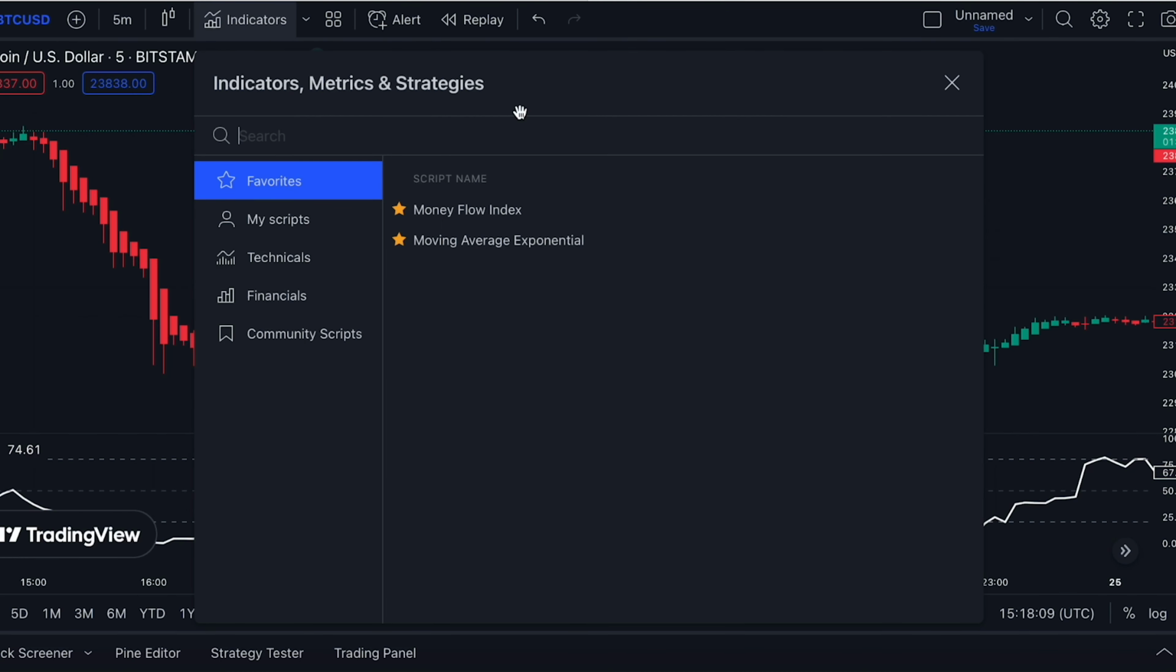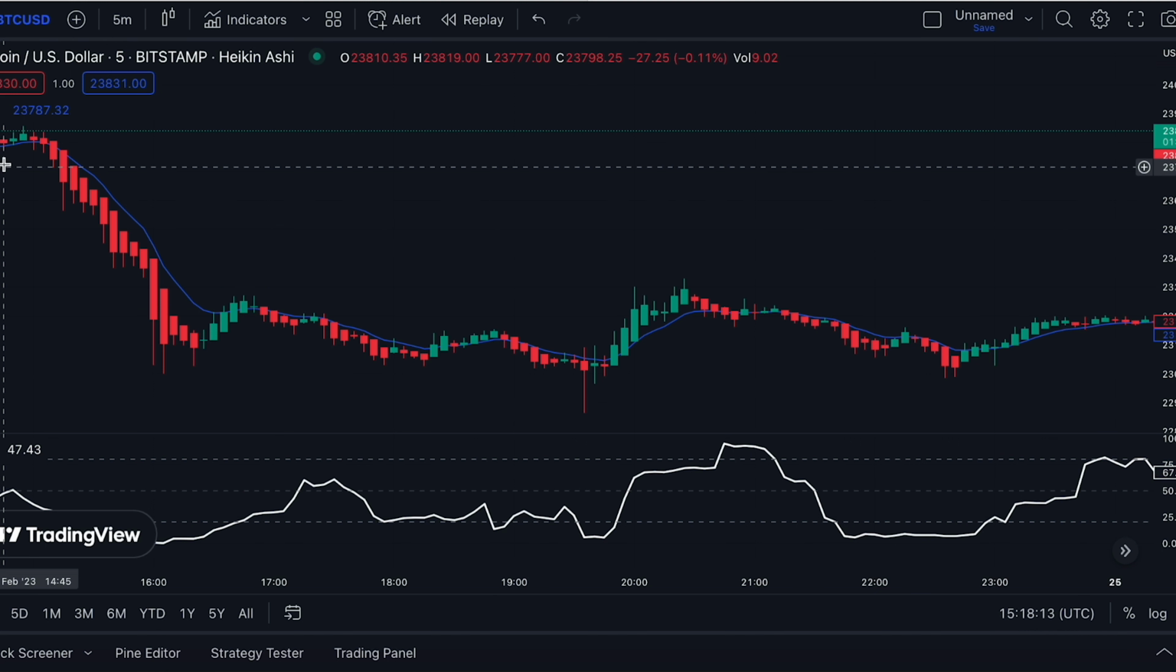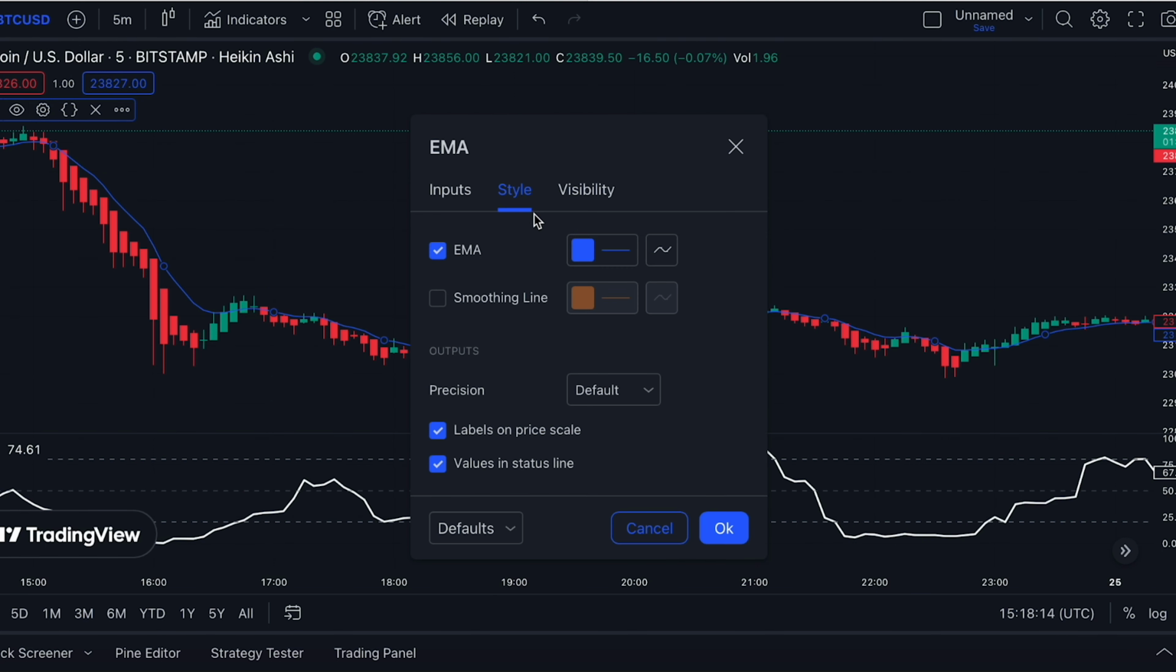Now that you are fully aware of how to understand and apply the money flow index, let's look at a successful trading method to pair it with. First, let's include an additional indicator on the chart. Look for the exponential moving average under the indicator search option.